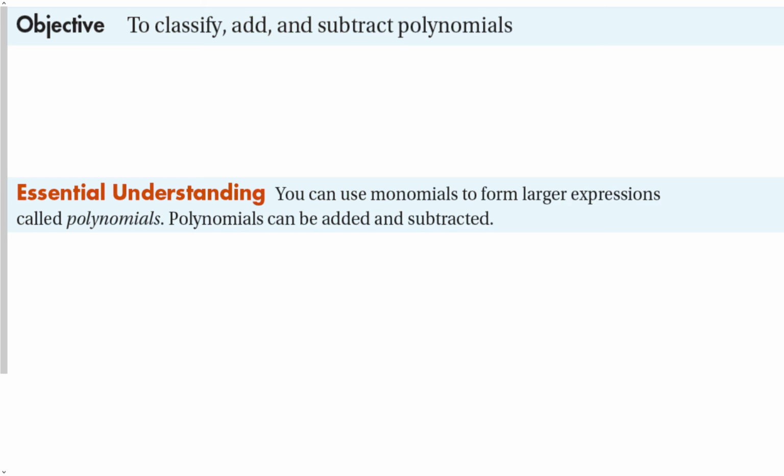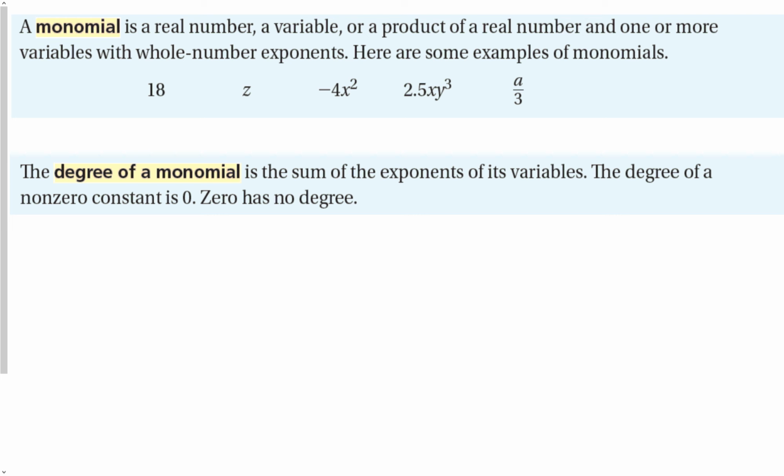Okay? So in this section and in the subsequent chapter, we're going to talk a lot about different ways that polynomials interact, and then we'll get into factoring. But first we have to know what a polynomial is. And the way we do that is we first break it into pieces called monomials. A monomial is a real number, a variable, or a product of a real number and one or more variables with whole number exponents. Some examples of monomials.